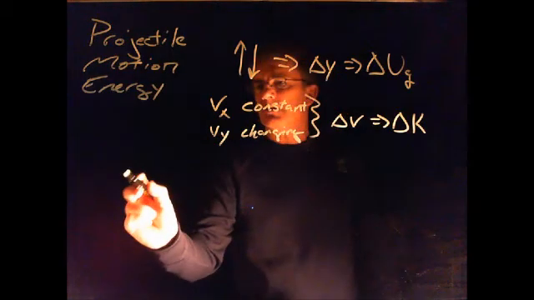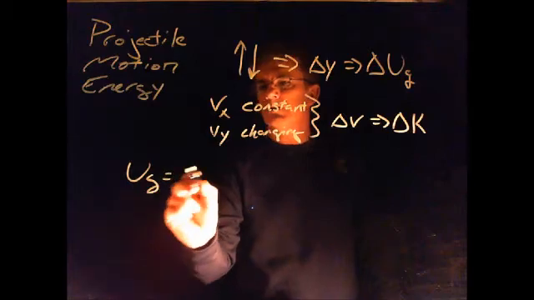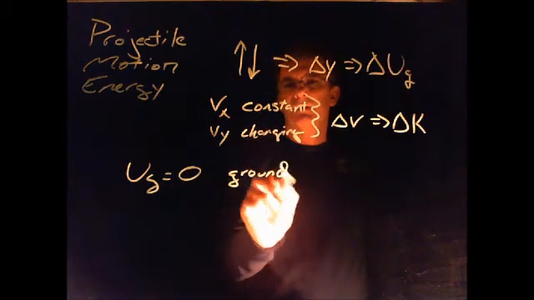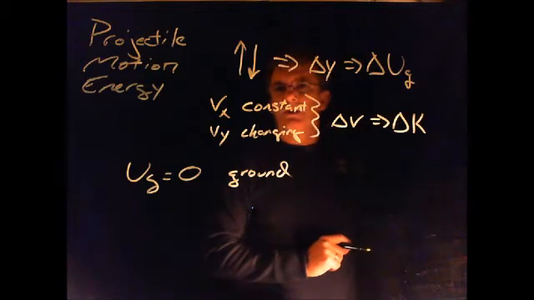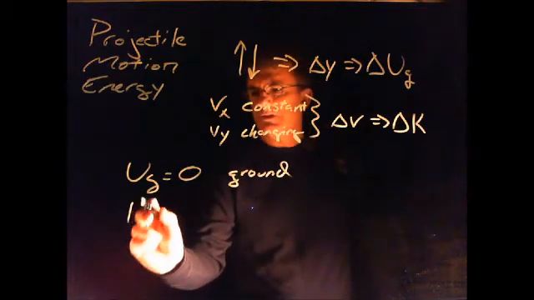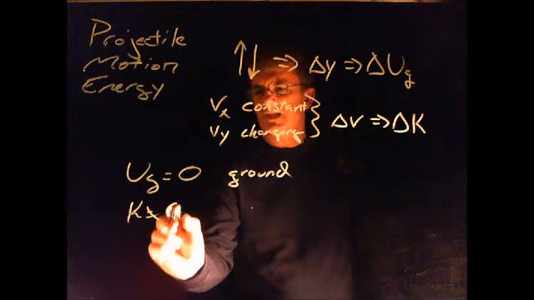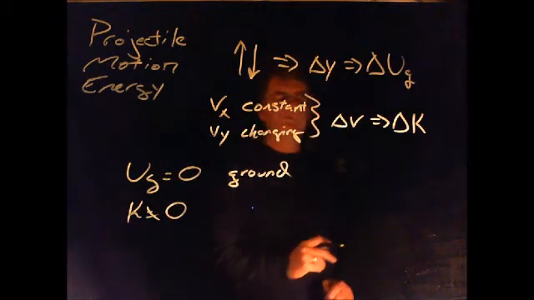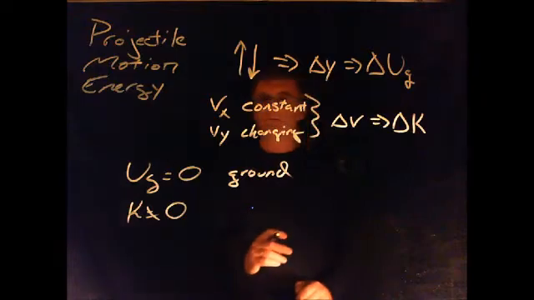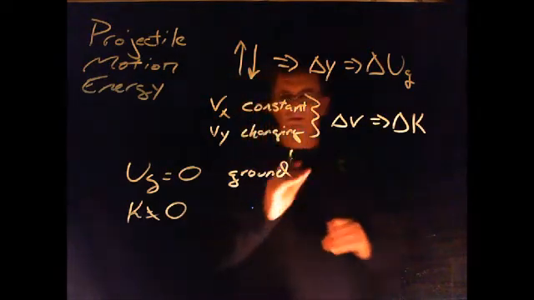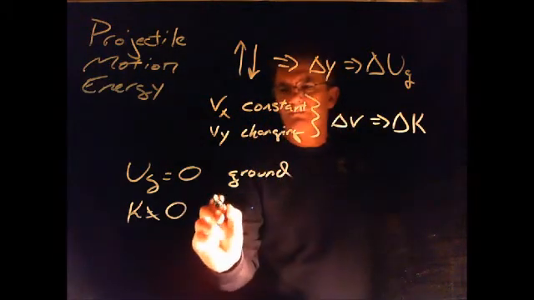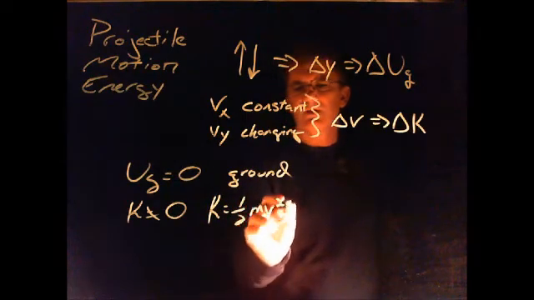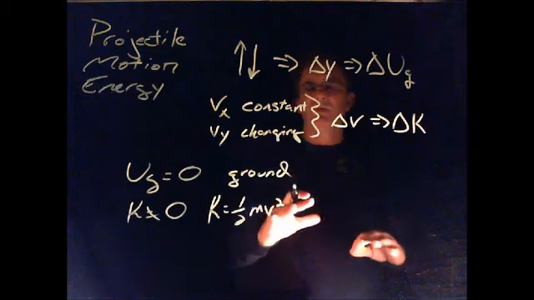A couple of things. Gravitational potential is only equal to 0 at the ground. Kinetic energy is never 0. And this is where sometimes it gets a little confusing, and we're going to take a look at this later on. Keep in mind, kinetic energy is 1/2 mv squared. V is the overall velocity.